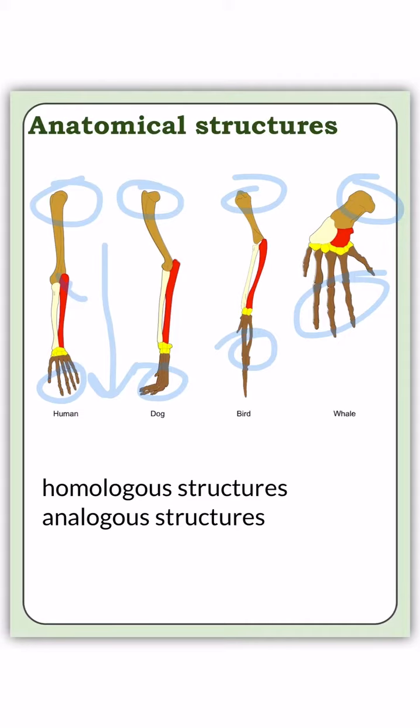So here, here, here, and here. And again, you see the off-white and the yellow bones, where we'd find those in humans, dogs, birds, and whales. Those are going to serve different functions in those animals, but they are in fact the same bones, the same structures. So those would be homologous structures.